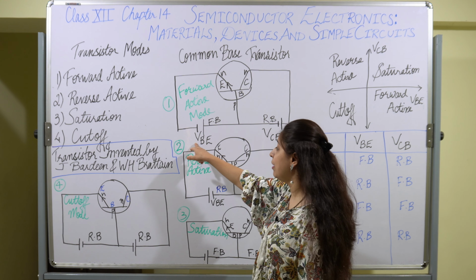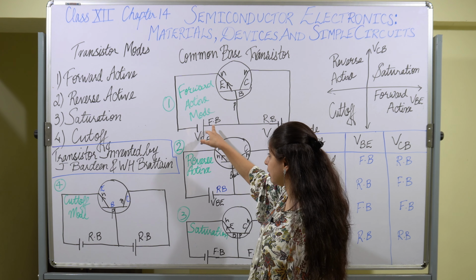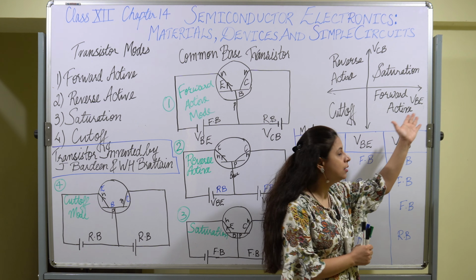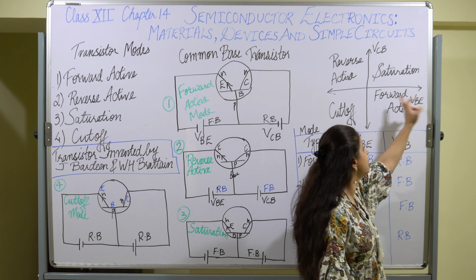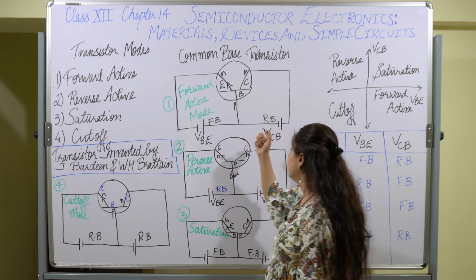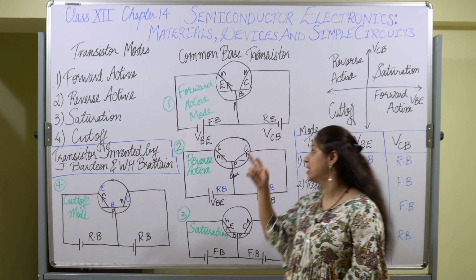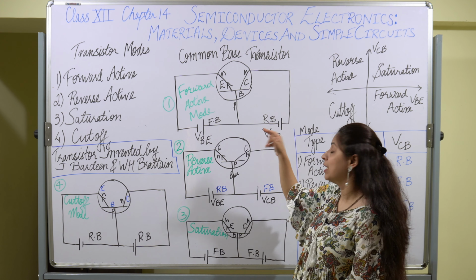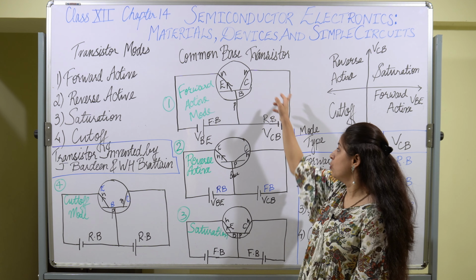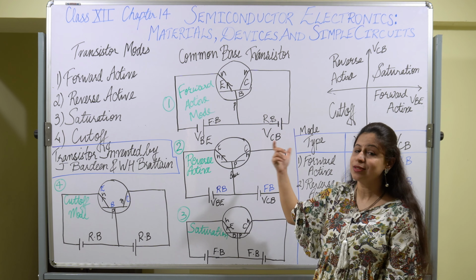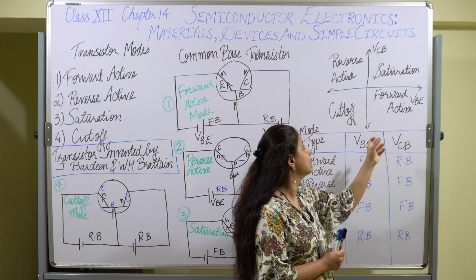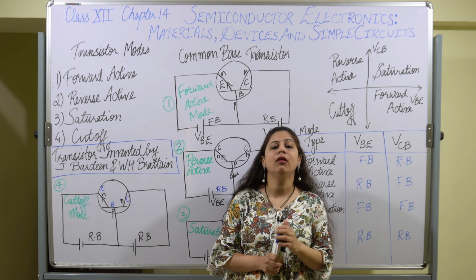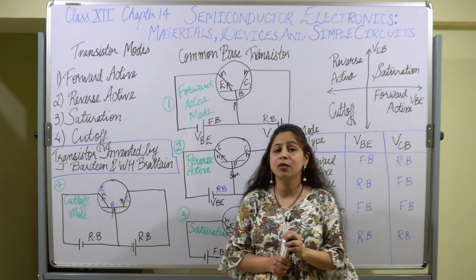When my base to emitter region is in the forward bias state, my base to emitter voltage will be positive. If I represent it in the XY coordinate system, I can show this as positive over here. And my collector to base voltage is negative, because the collector base region is reverse biased. This negative voltage can be shown on the y-axis. So the quadrant in which the forward active mode lies is the fourth quadrant. So this was my first mode of transistor.